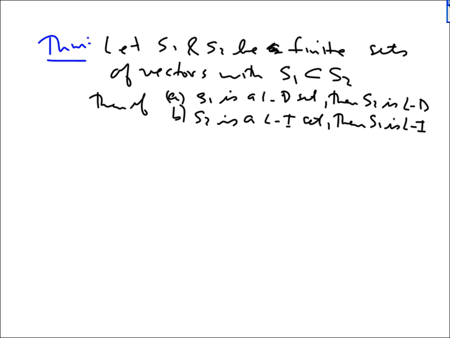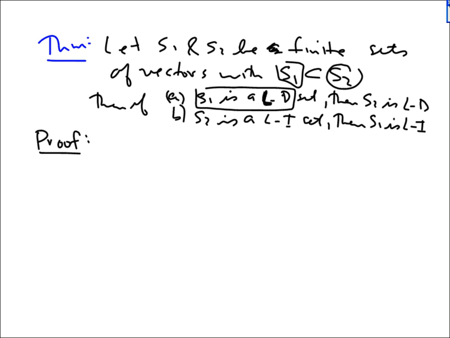Now, this makes a lot of sense. If S1 is linearly dependent and everything in S1 is in S2, then S2 must also be linearly dependent. And if the bigger set is independent, how can S1 not be independent? Think why it's true. You have to think. None of this memorizing.